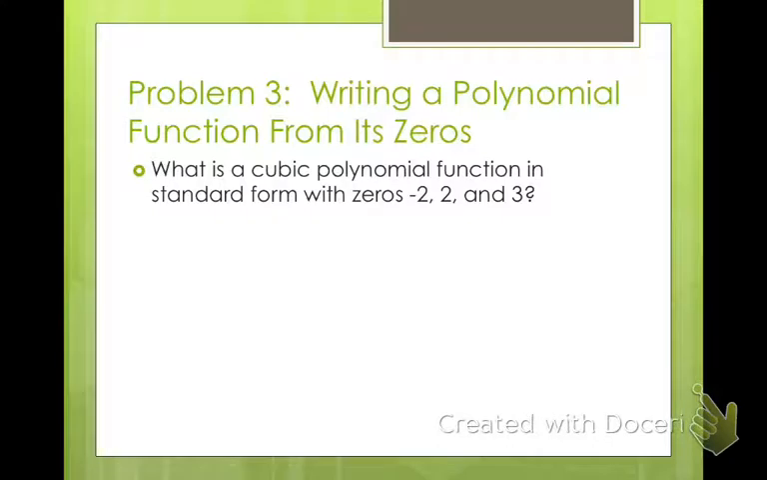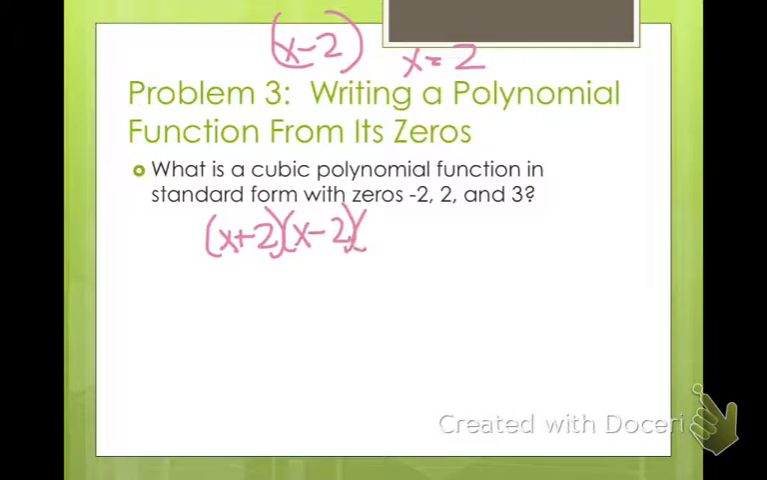Alright, so if we are given the zeros, so our zeros are negative 2, 2, and 3, we're going to write a function from those. So if we know our zeros are these, what can we assume our factors are? Well, when we had x minus 2 as a factor, x equaled 2. So then our factors are going to be x plus 2, x minus 2, and x minus 3.